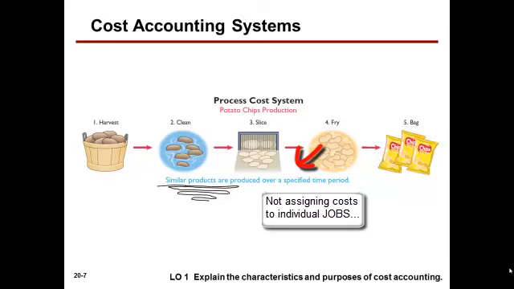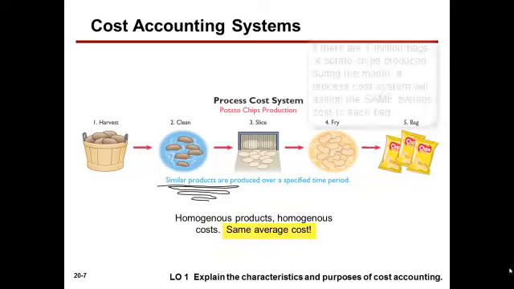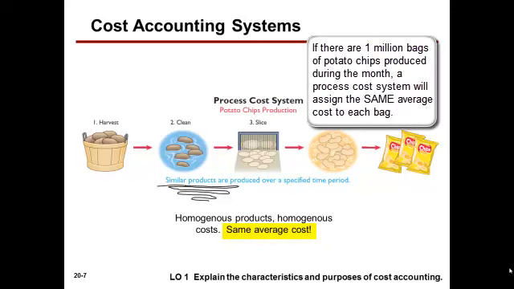Here's an example of a process cost system. Similar products, mass-produced over a period of time. It's a homogeneous product, homogeneous cost. They'll all receive the same average cost for the time period involved.